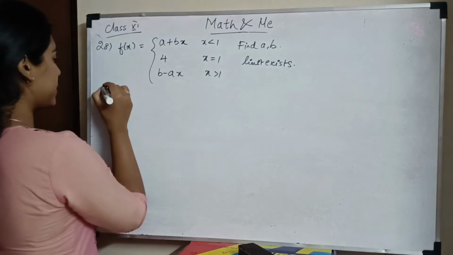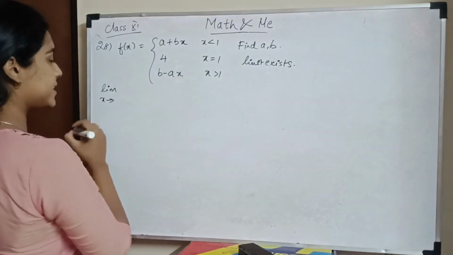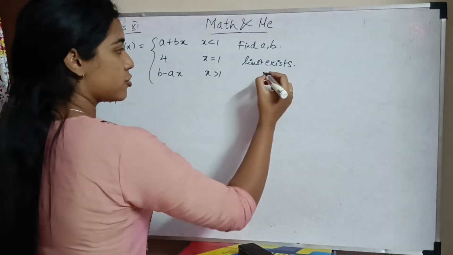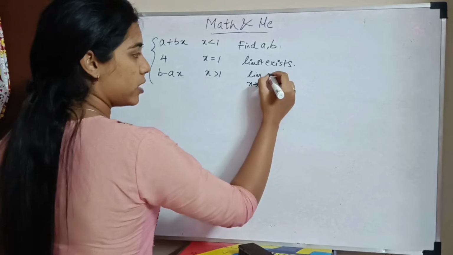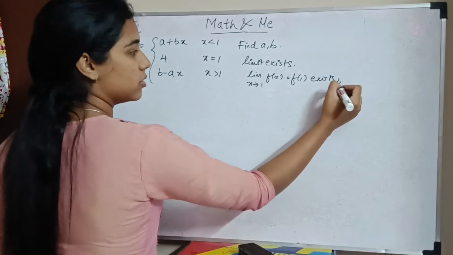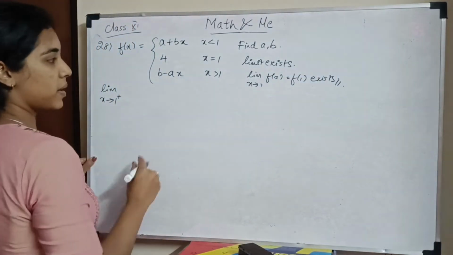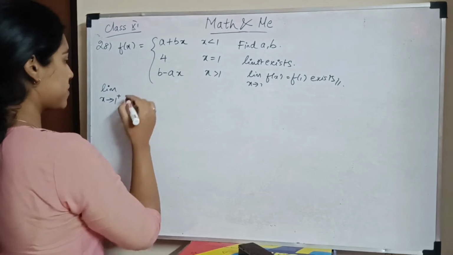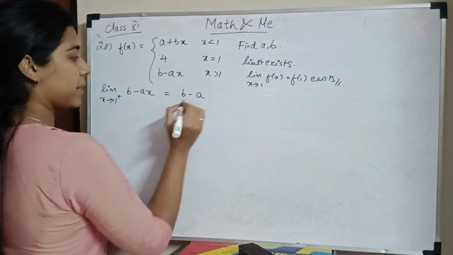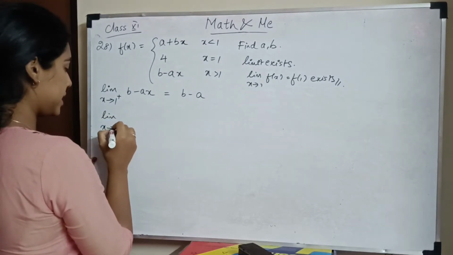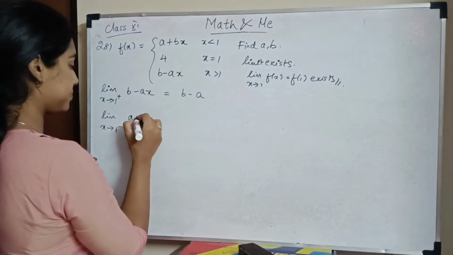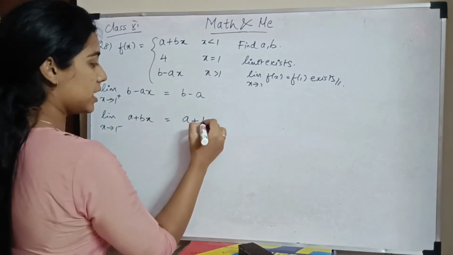Okay? So what will happen? Limit x tends to 1. What is your x value? 1. Sum la கொடுத்திருக்கான். Limit x tends to 1 of f of x, which is f of 1 exists nu கொடுத்திருக்கான். Okay? So what do you do? Limit x tends to 1 plus. 1 plus na x greater than 1, which is b minus ax, substitute panna enna agum? b minus a. Similarly, limit x tends to 1 minus. 1 minus na you have a plus bx. X ku substitute panna a plus b.